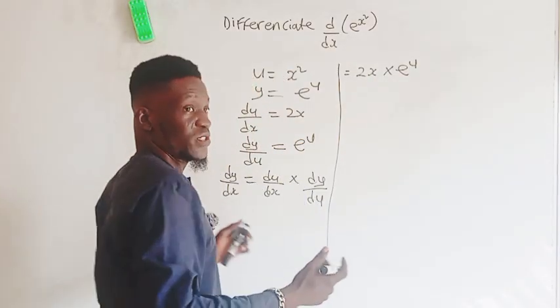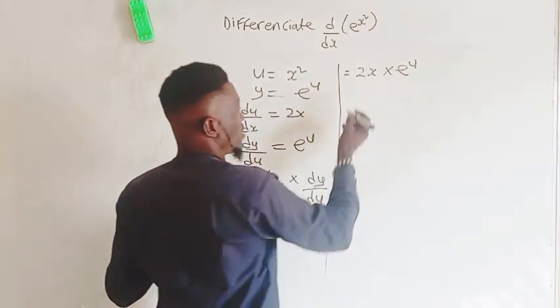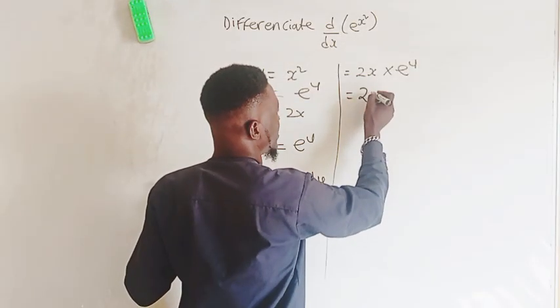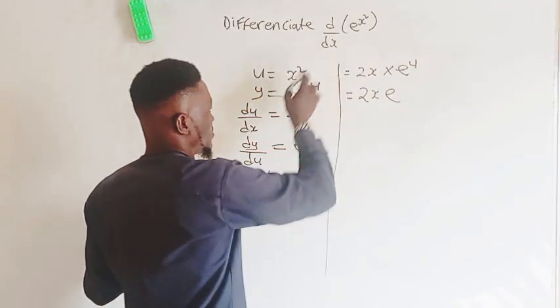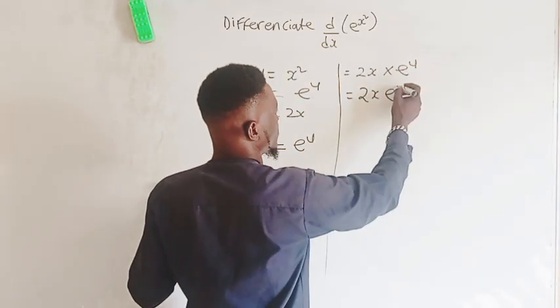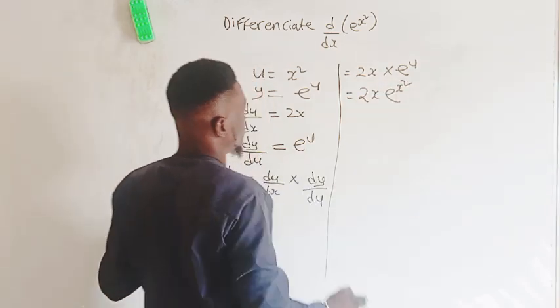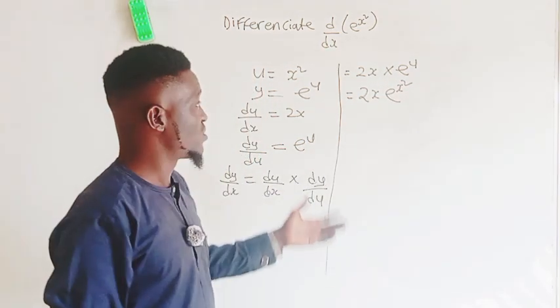Since we are multiplying them together, it's essentially going to be 2x e. Anytime you see u, put it as s raised to the power 2. So it is known that this problem can be solved using the chain rule.